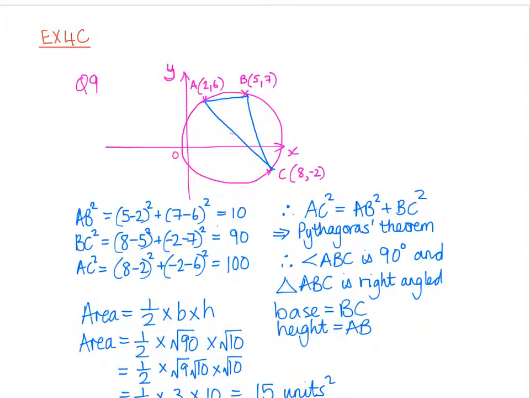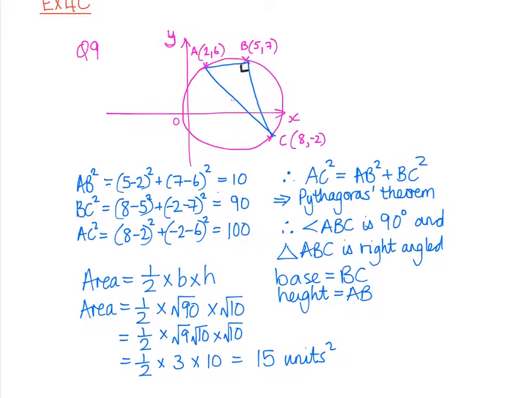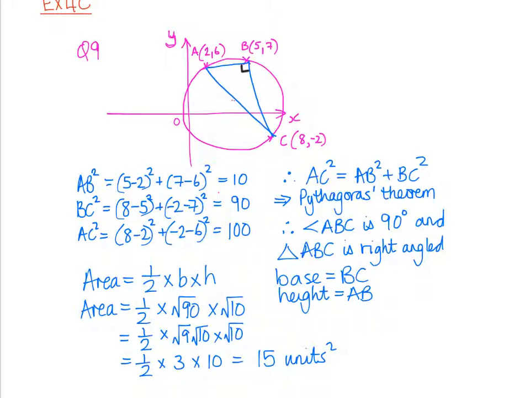Use Pythagoras' theorem, and we showed that angle ABC is 90 degrees. So that angle there is 90 degrees. And then from there we need to work out the area. So if we take AB as the base, and we've got a perpendicular height, or vice versa, it doesn't matter. When you multiply them together, you get 15 units squared. So it's bringing in a lot of GCSE work as well, and hopefully you have remembered that.